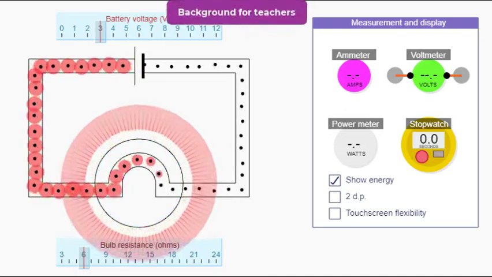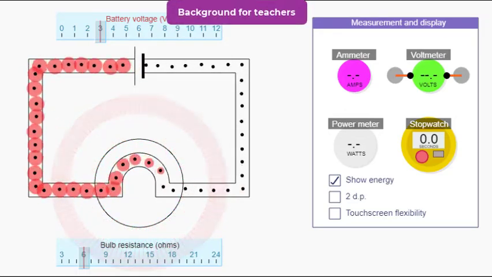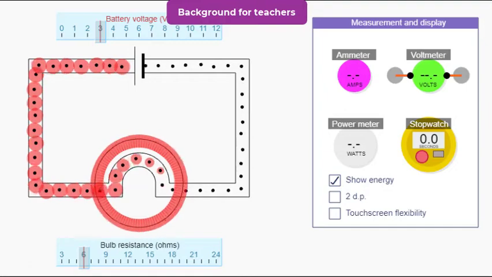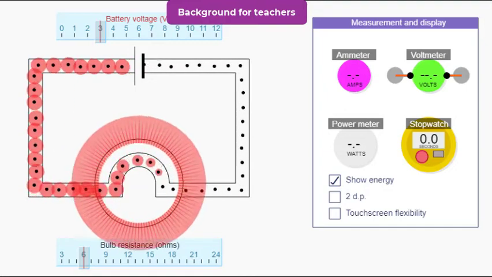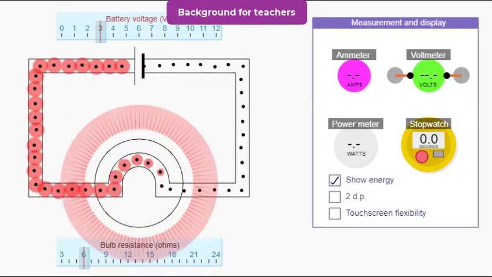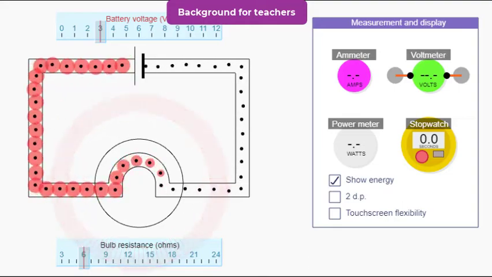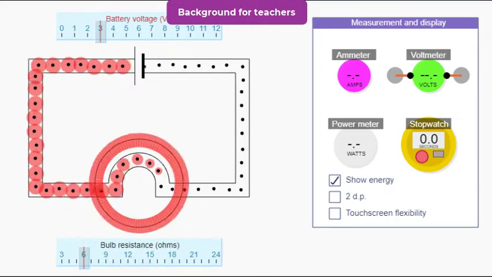This is how I'd use the simulation to explain why power depends on both current and potential difference, and how to use the simulation's special power meter to measure how quickly energy is shifted in the bulb.